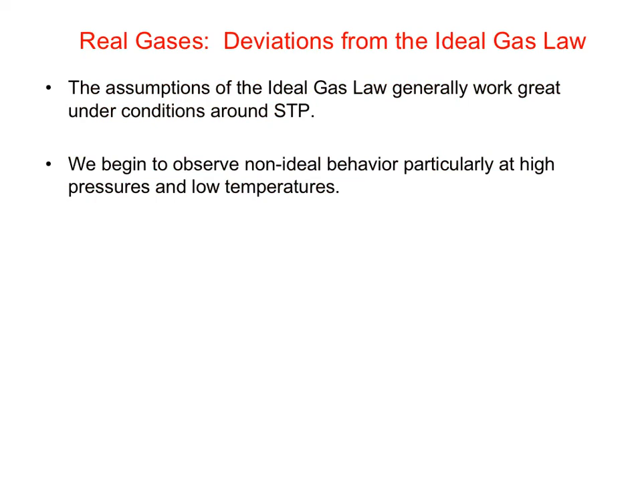So the assumptions of the ideal gas law generally work great under conditions that are relatively close to STP. So that's 1 atmosphere pressure and 273 Kelvin. We begin to observe non-ideal behavior, particularly at high pressures and at low temperatures. And so let's talk about why that is.